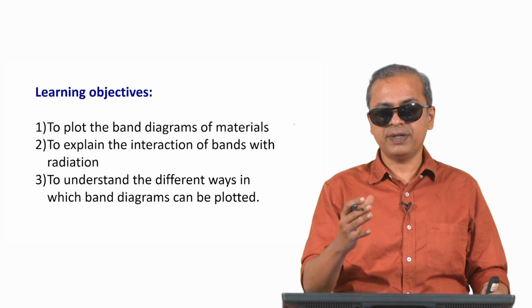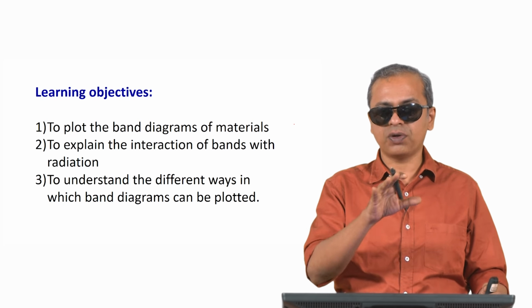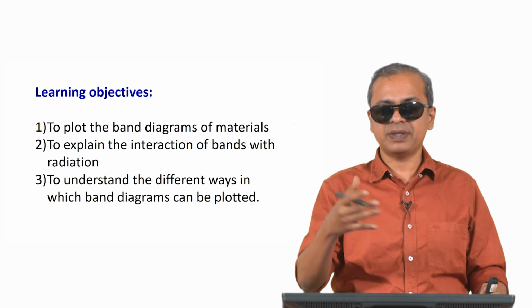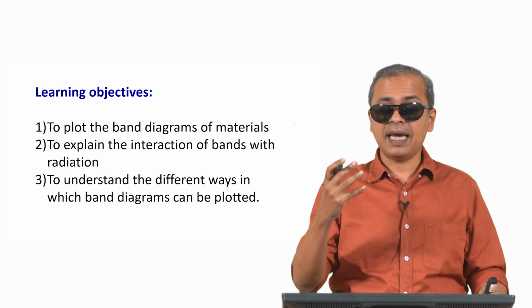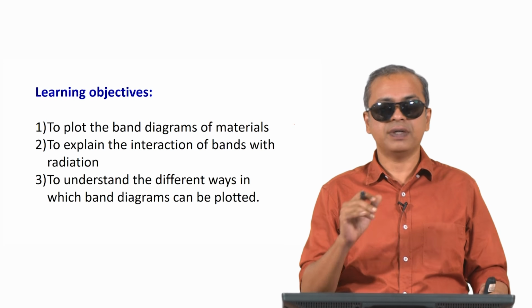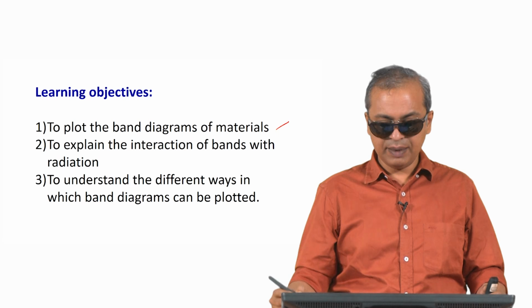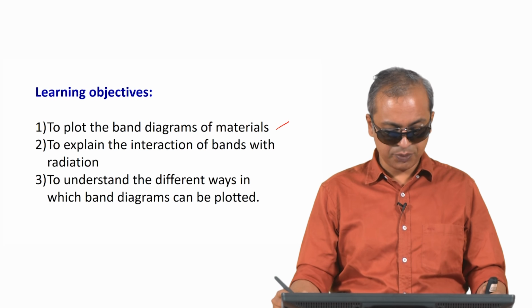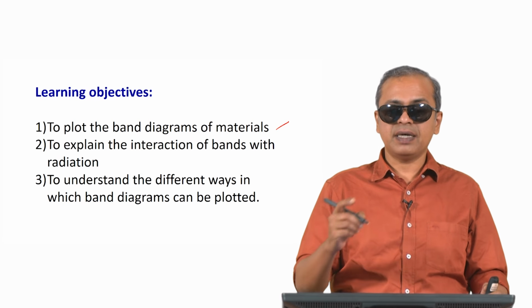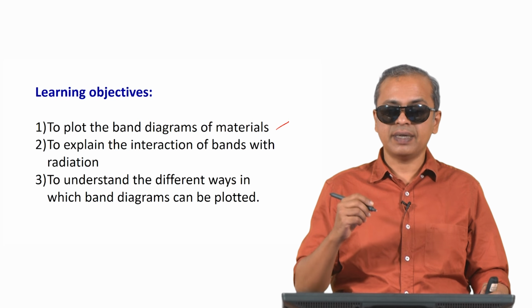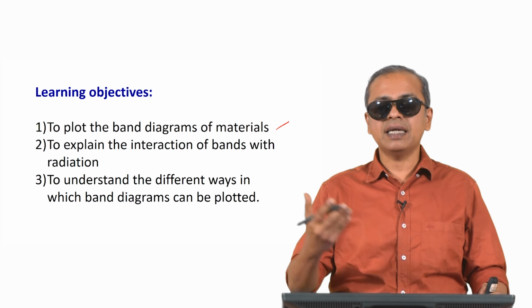and particularly this is of interest because you want to get a good feel for how the different materials compare with each other with respect to their band diagrams, and why a semiconductor is therefore of interest to us. Okay. So, we will start by plotting the band diagrams of materials. That will be a learning objective for this class, and we will then look at the interaction of these bands with any incoming radiation.